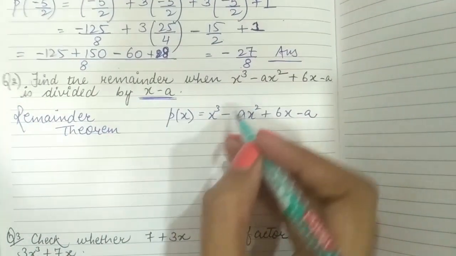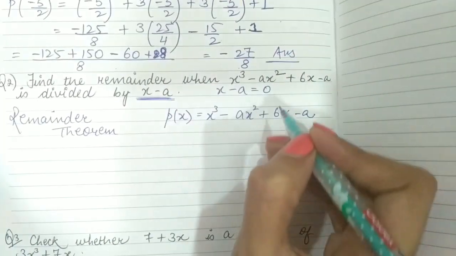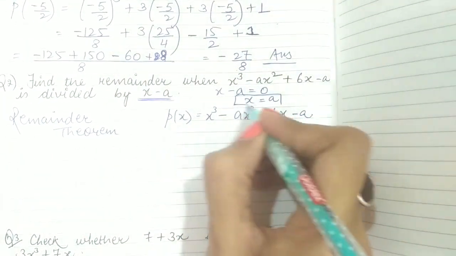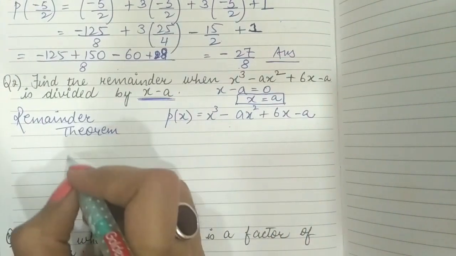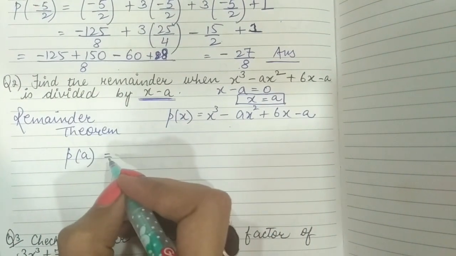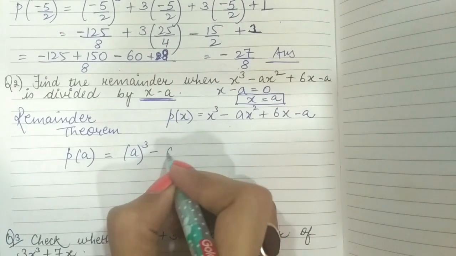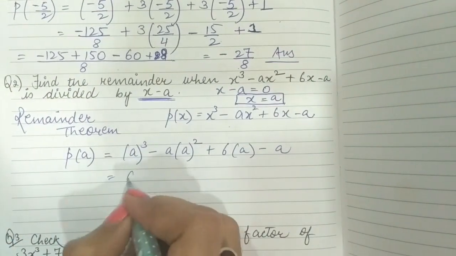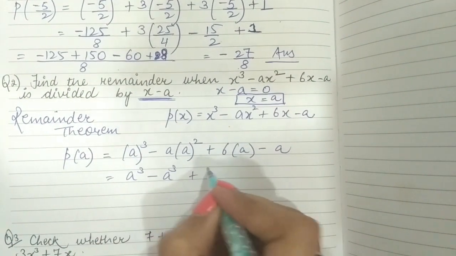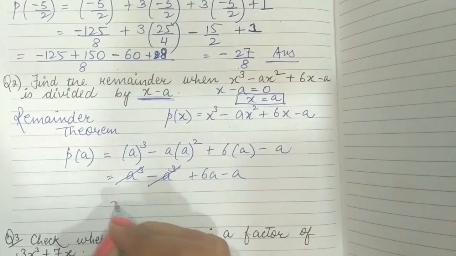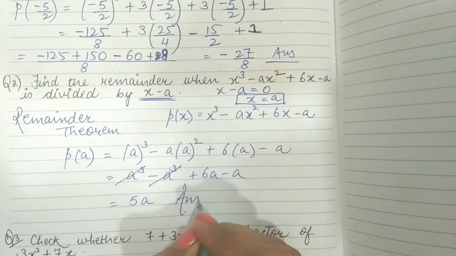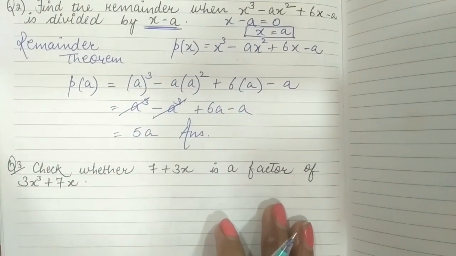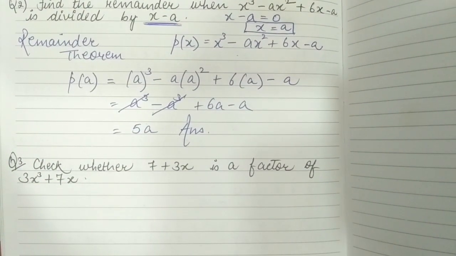So the 0 of this linear polynomial: x minus a equate to 0. The 0 will be x equals a. Put the value of x equals a in the polynomial. In the place of x, I am going to write a: a cube minus a into a square plus 6 into a minus a. It will become a cube minus a cube plus 6a minus a. So the remainder here is 5a. This is your answer.